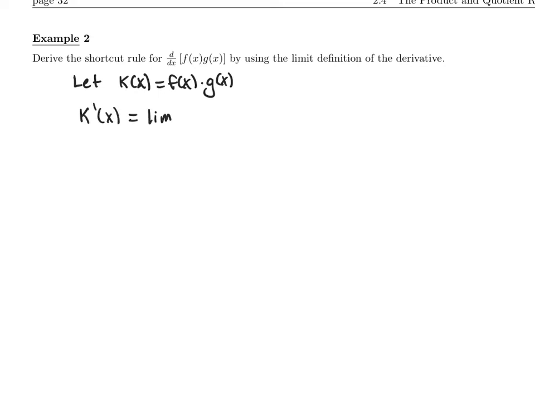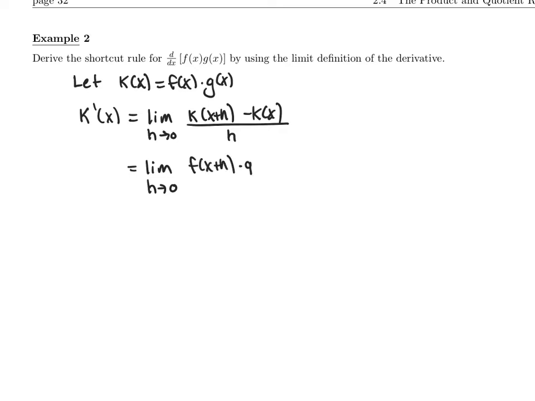So k prime of x would be the limit as h goes to 0 of k of x plus h minus k of x all over h. But we have to recognize that our k of x is actually a product, so k of x plus h is actually f of x plus h times g of x plus h minus f of x times g of x all over h.